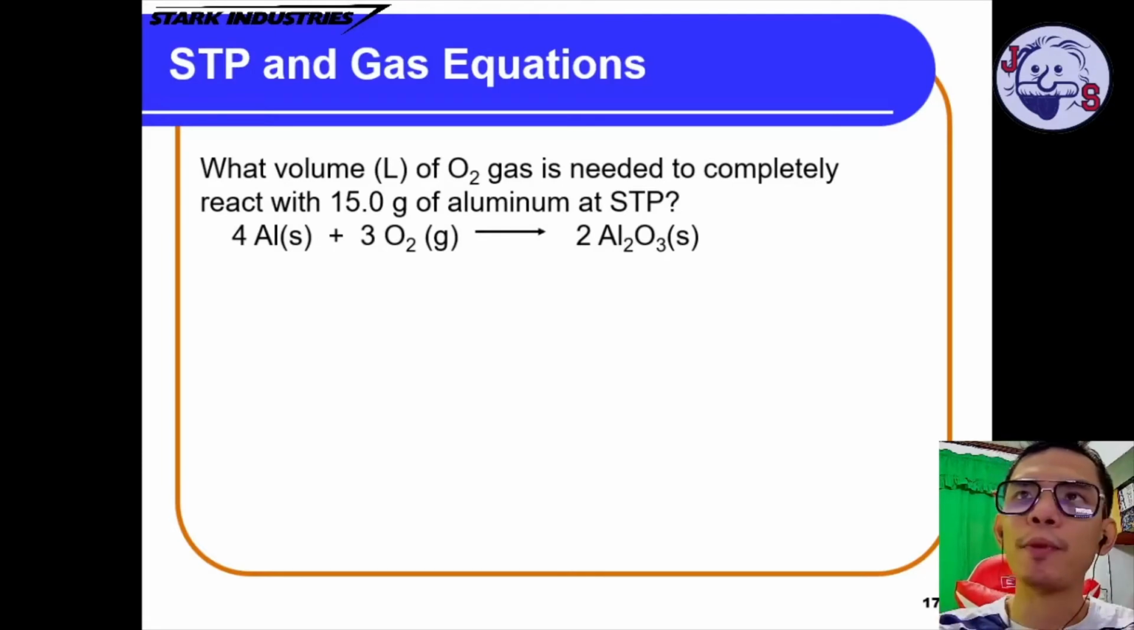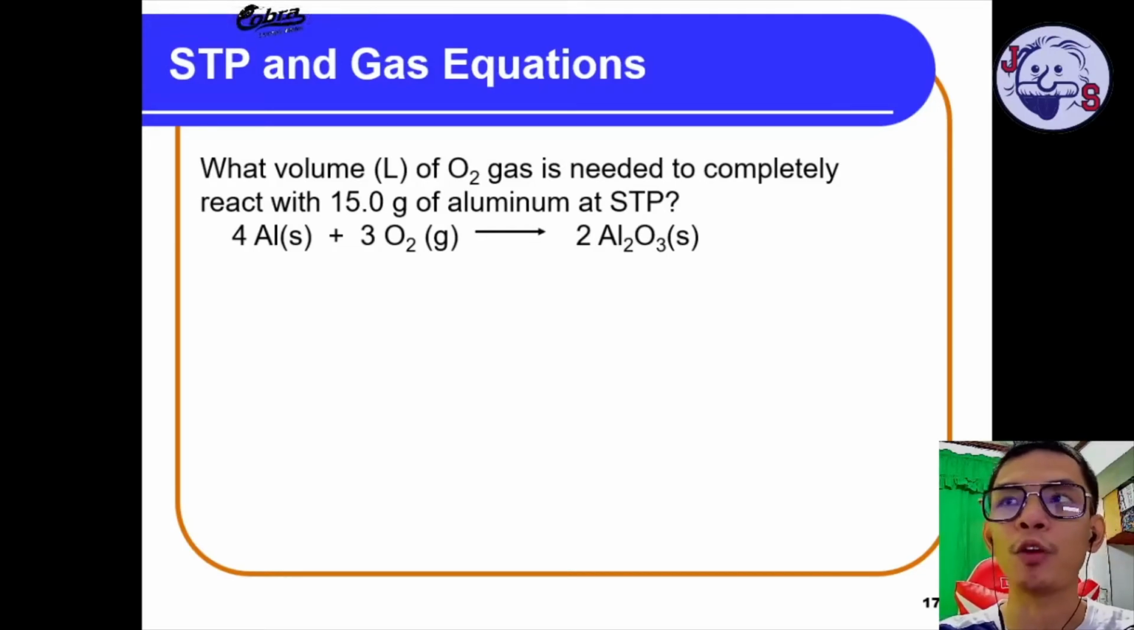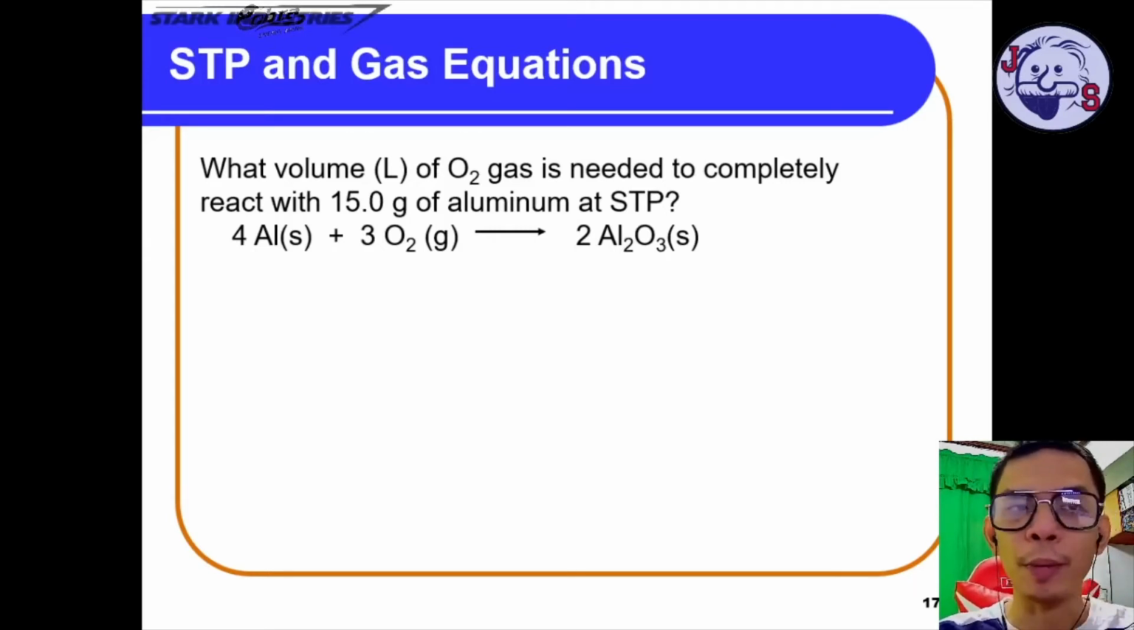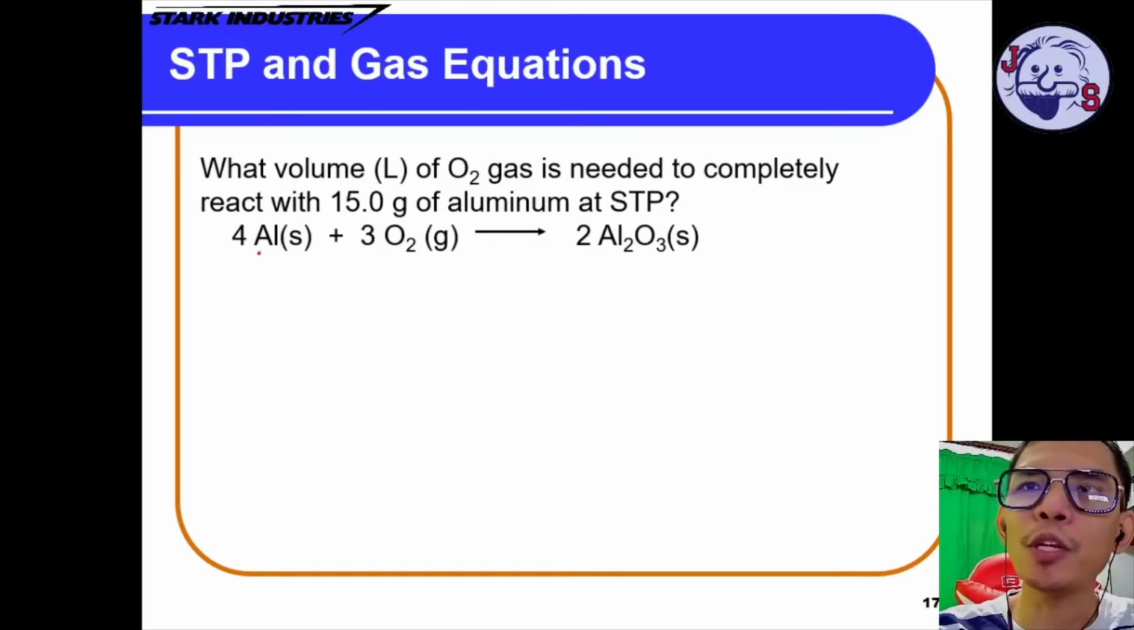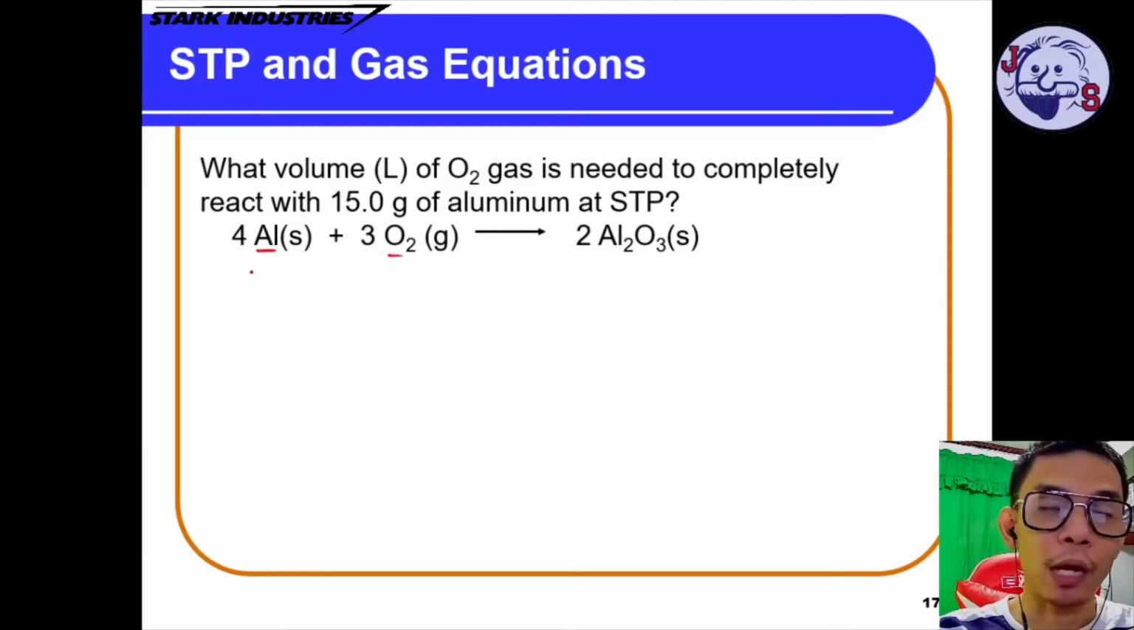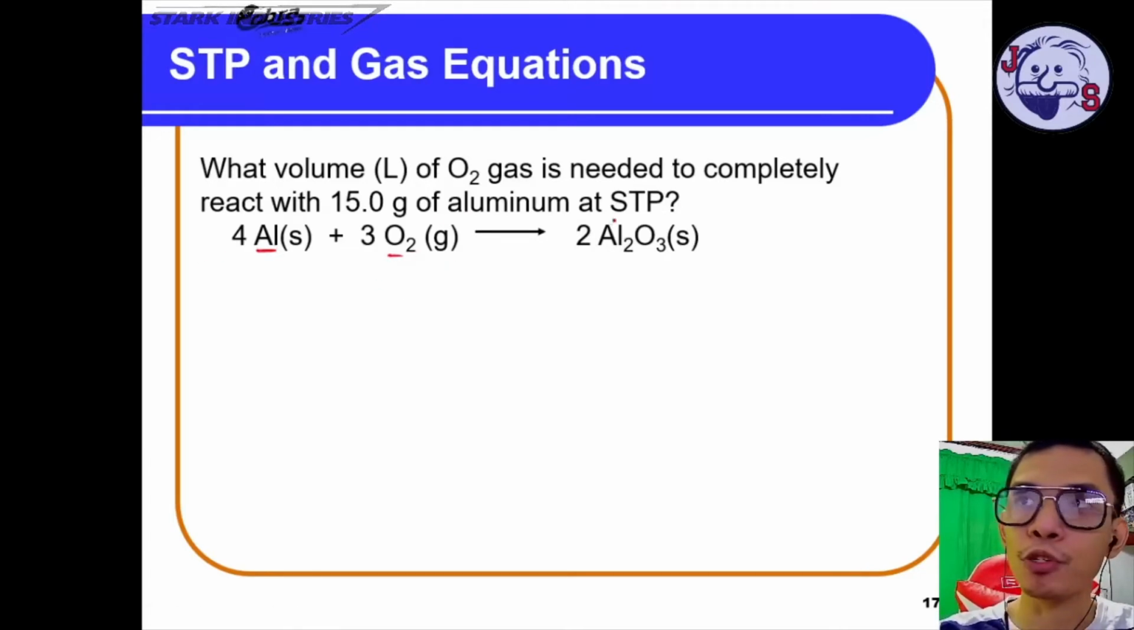So what do we have right here? What volume of oxygen gas is needed to completely react with 15 grams of aluminum at STP? In this case, we need to provide first the chemical equation. The chemical equation for this one is aluminum reacts with oxygen gas, produces aluminum oxide that you have over here. So this is the aluminum oxide.